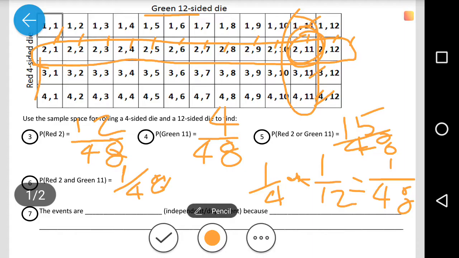So I get the same probability if I multiply red 2 times green 11 as I do if I just go to the table and find red 2 and green 11. If those two are the same, the multiplication rule of probability tells us that the events are independent. So when I fill out my answer to question 7, I would say the events are independent and then use one of those arguments to fill in the part after because.